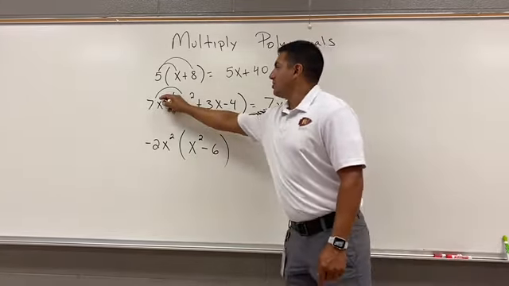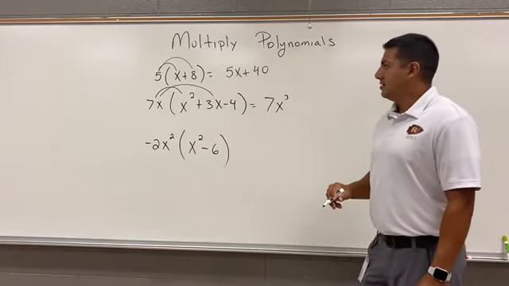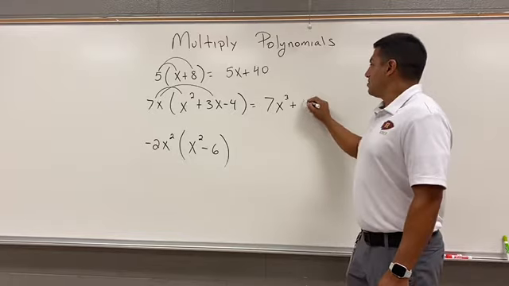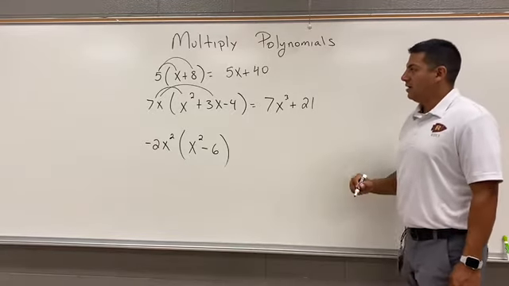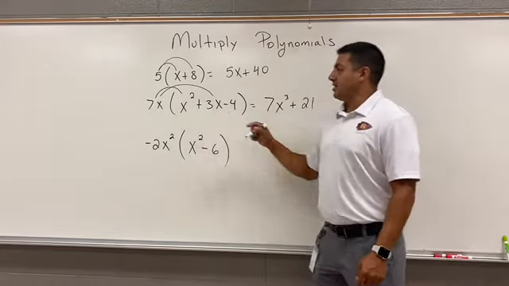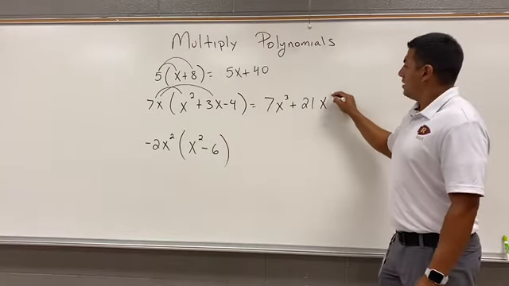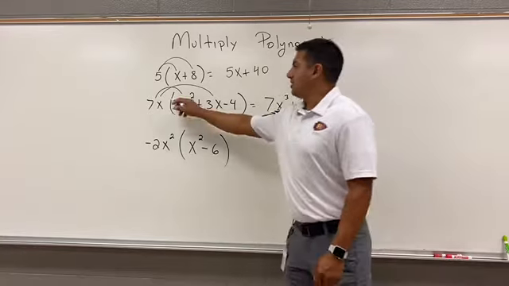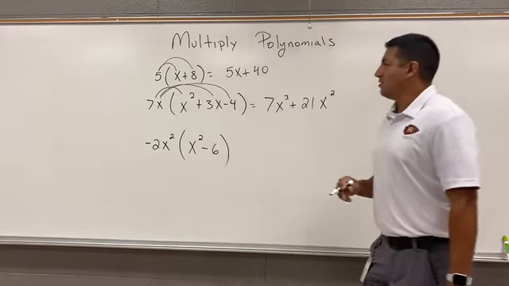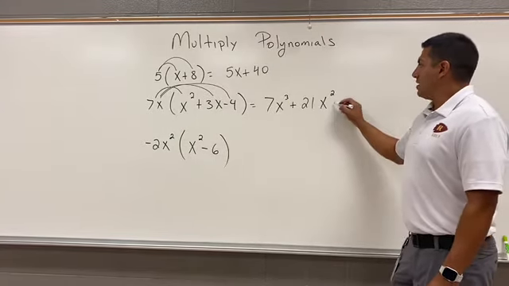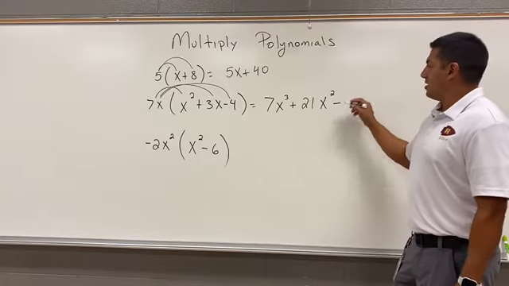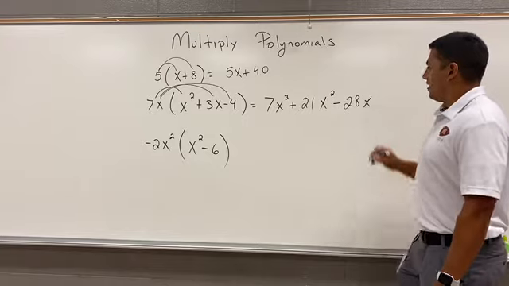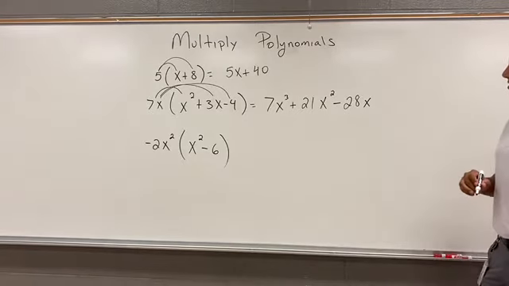Next, we're going to distribute the 7x to the 3x. So 7 times 3 gives us 21. And then x times x gives us x squared. And then last, we're going to distribute that 7x to the negative 4. So that gives us 7 times negative 4 gives us negative 28. And then x doesn't have anybody to multiply with, so it just kind of comes along.